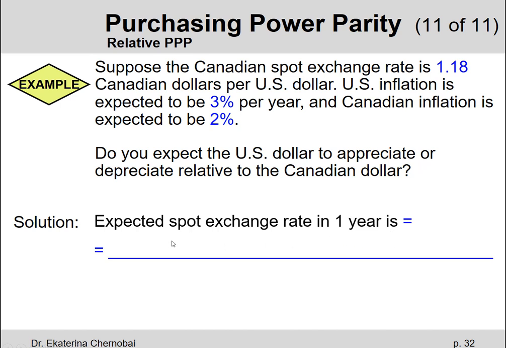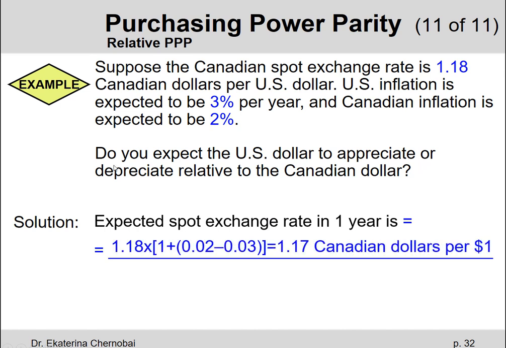What do we do for that? Well, we use the relative purchasing power parity formula, which says take today's exchange rate, 1.18 Canadian dollars per 1 US dollar, and multiply it by, you open the parentheses, you put 1 plus, and then you add the difference between the Canadian and the US inflation rates, which is 0.02 minus 0.03. So it basically gives a negative number, negative 1% difference in inflation rates. The answer you get is 1.17 Canadian dollars per US dollar.